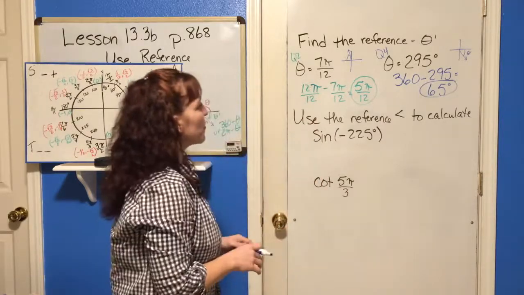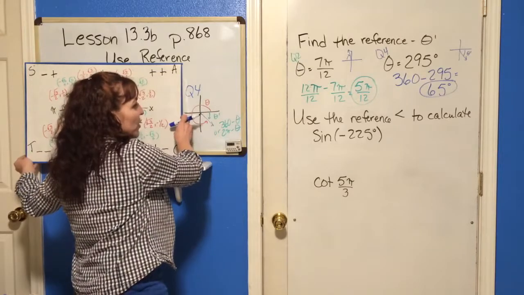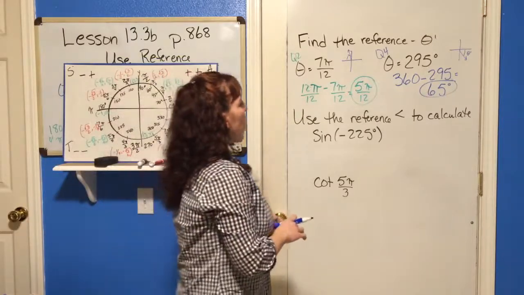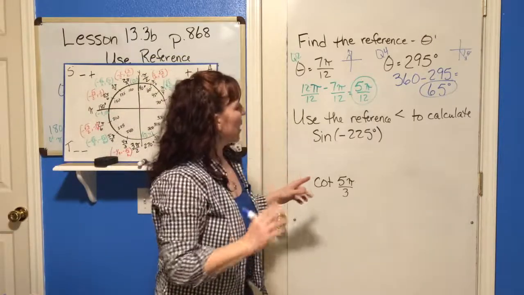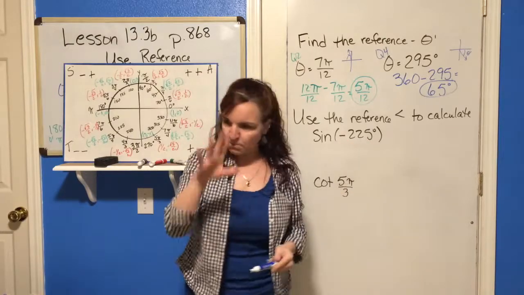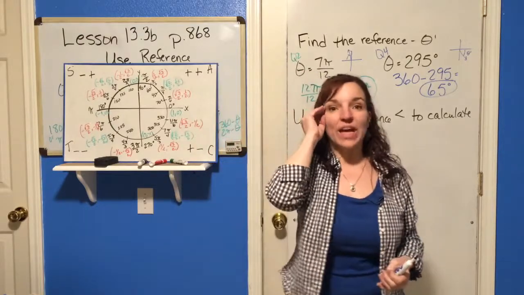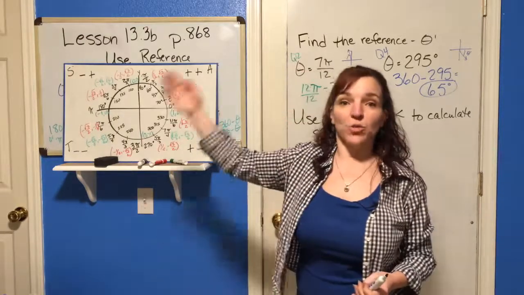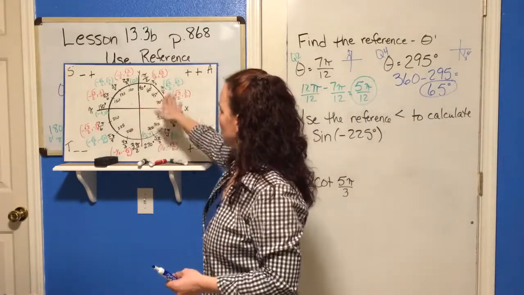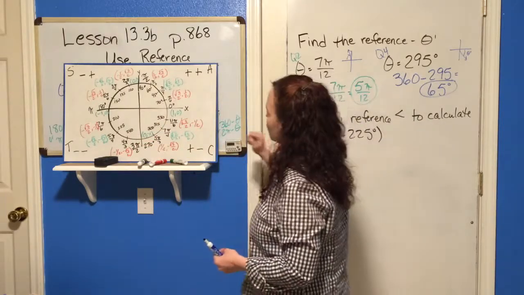All right, use the reference angle to calculate the sine of negative 225. So what we're going to need to do first is figure out where is negative 225? First we have to realize that with a negative degree angle, we're going to go clockwise around our circle instead of counterclockwise. So instead of using the degree measurements that are sitting there, we're going to have to kind of count. All right, so we want 225.